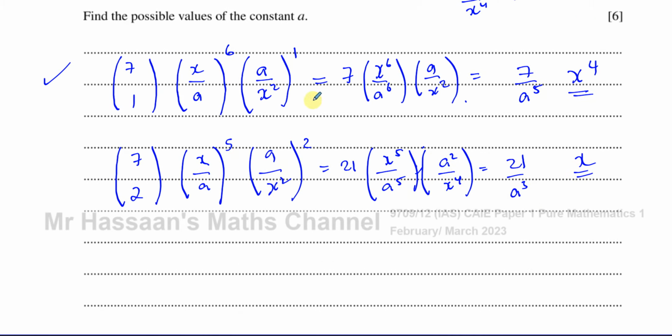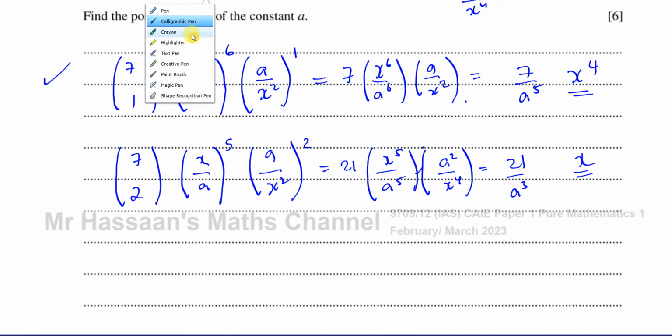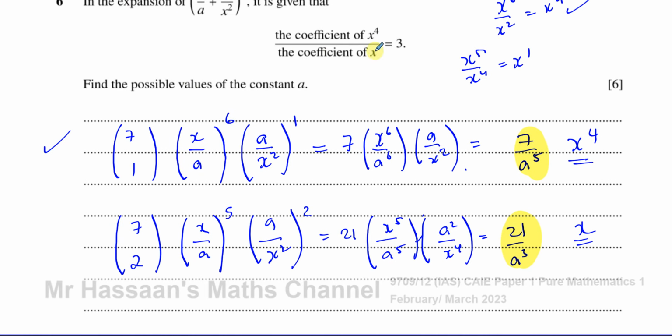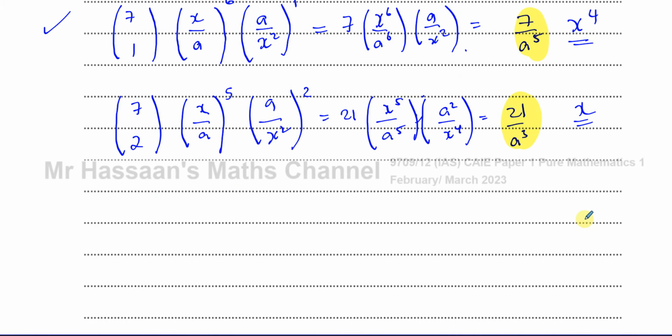So now we say the coefficient of x to the power 4 is 7 over a to the power 5, and the coefficient of x is 21 over a to the power 3. Okay, and we know that if we divide the coefficient of x to the power 4 by the coefficient of x, you end up with 3. So I know that 7 over a to the power 5 divided by 21 over a to the power 3 must give us 3. We've got to find the possible values of a for this to be true.